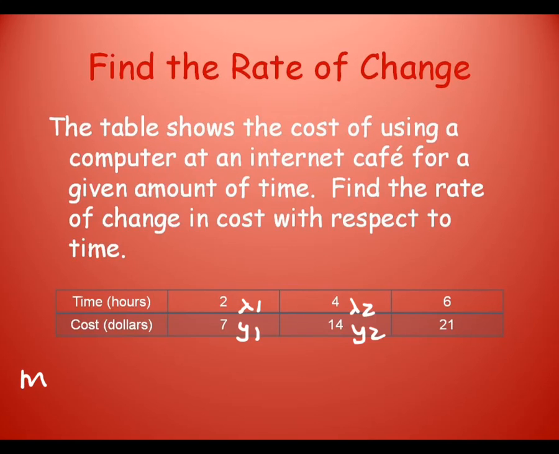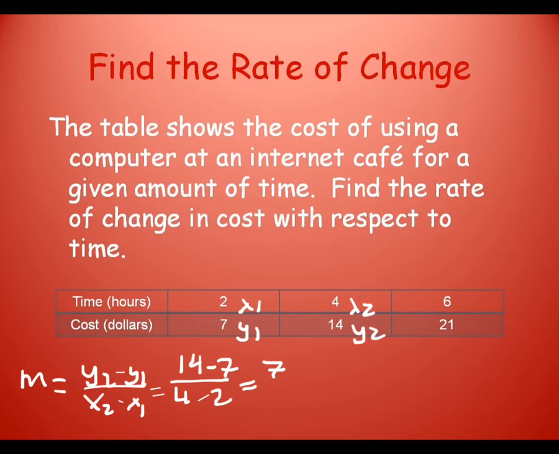The slope formula says you take the second y minus the first and divide that by the second x minus the first. So I call y sub 2 minus y sub 1, 14 minus 7, divided by x sub 2 minus x sub 1, 4 minus 2. 14 minus 7 is 7, 4 minus 2 is 2. I can't simplify this any further without getting a decimal, right?